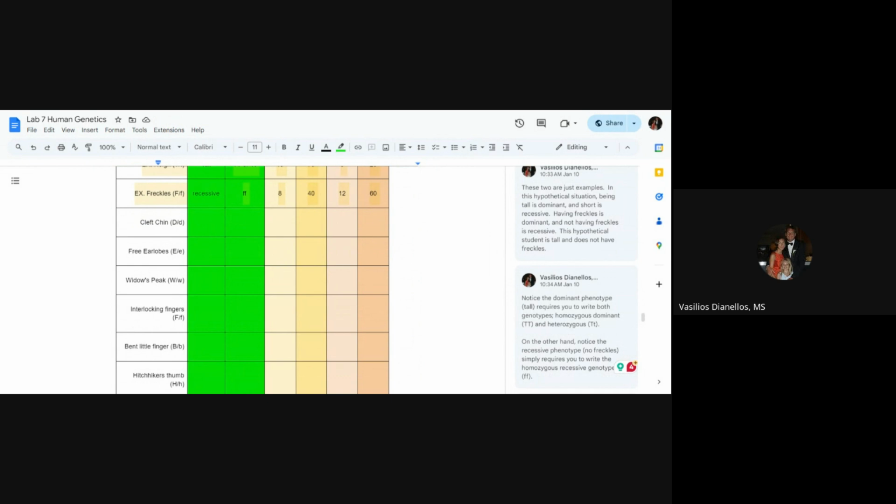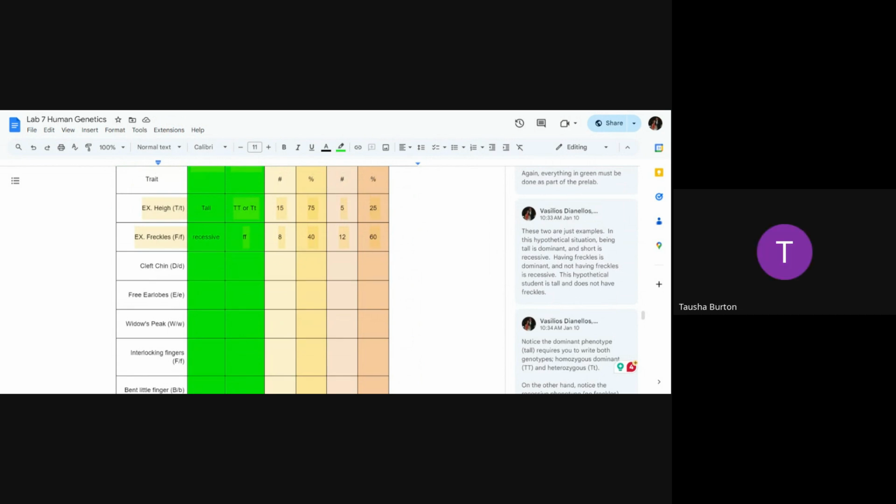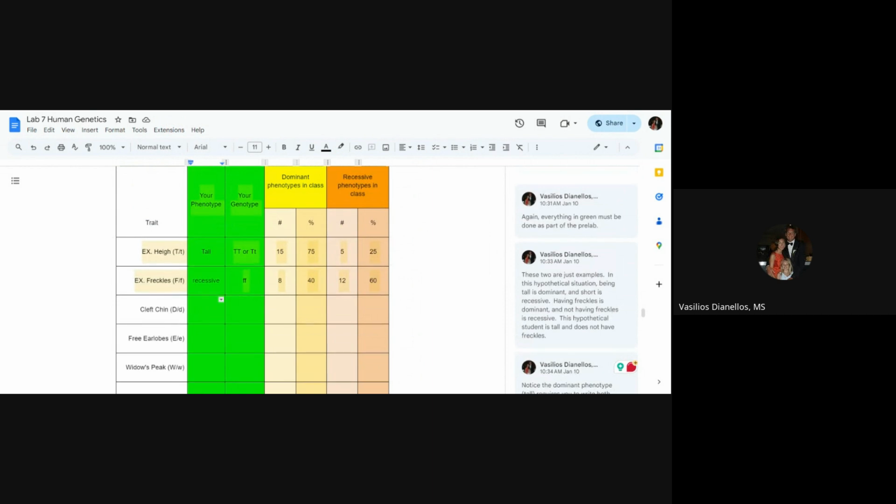So cleft chin, do you have a smooth or a dimpled cleft chin? Smooth. All right. So we're going to write down your phenotype. And to be honest, there's a few things you could write. For this demonstration, you could say smooth, because you have the smooth phenotype. Or recessive, because the smooth chin is the recessive phenotype. Does that make sense? Yes. Or non-dimpled. I don't care. However you want to write it, that's how it's going to work. But just for simplicity, let's stick with smooth.